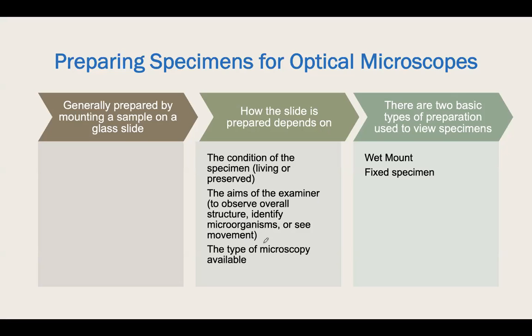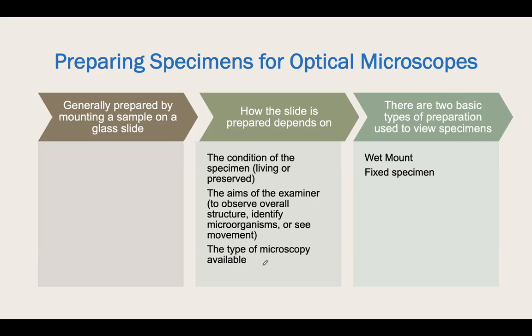Then second is what you want to see. Do you want to see the cell surface? Do you want to see just the outside? How much detail basically do you want to see? And the third is the type of microscopy available. What type of microscopy? The light microscopy, or what type of light microscopy you have. So these are the three conditions. Depending on that, we mount the specimen.